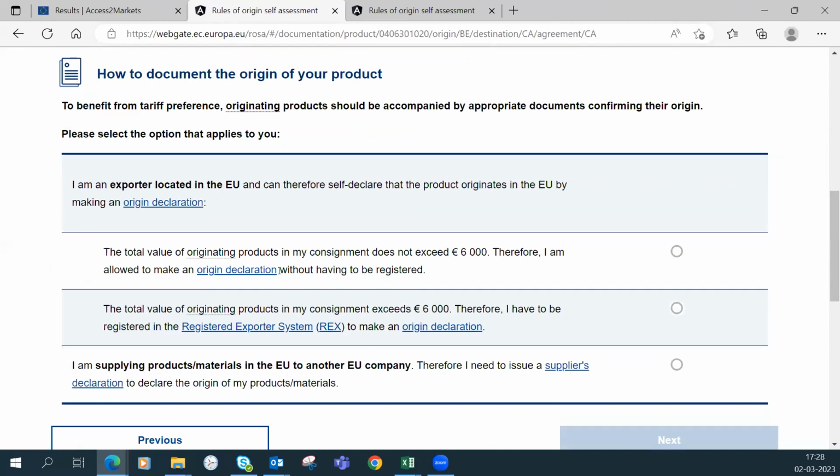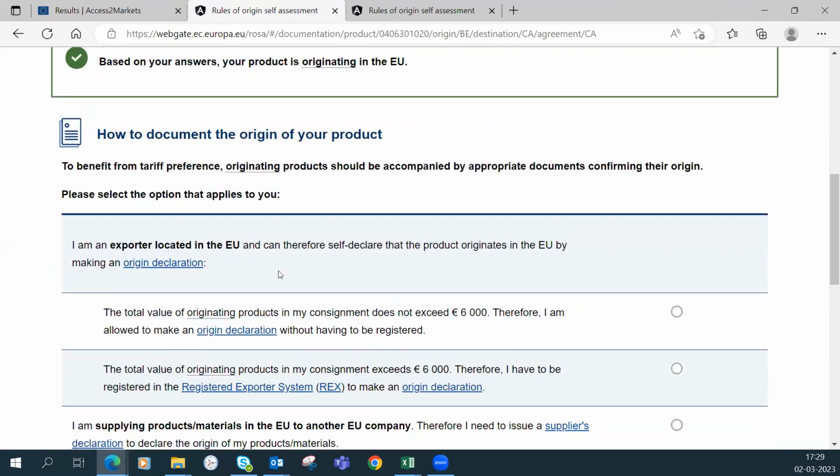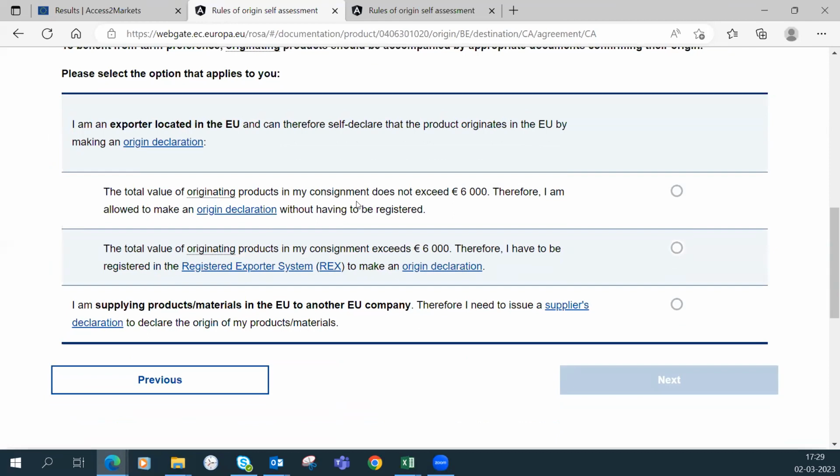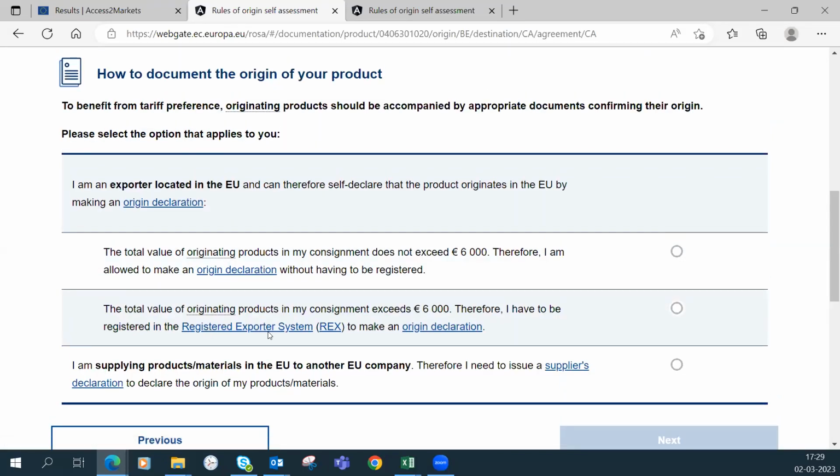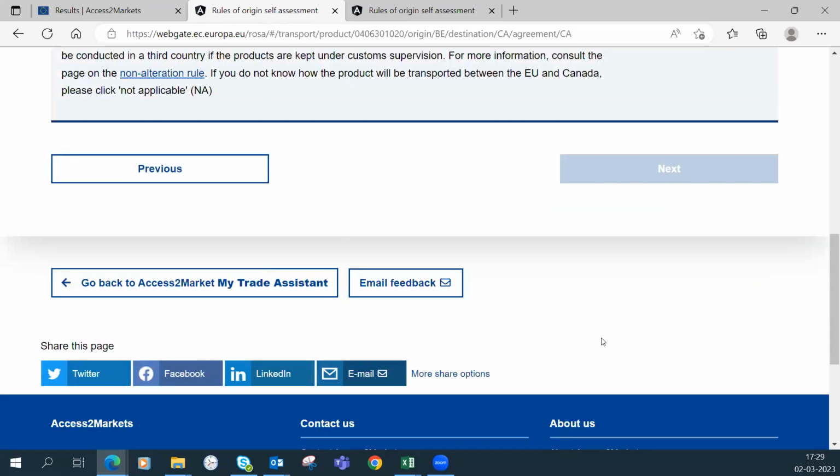Then you continue, and the machine goes further and will explain what kind of document you need to provide. And then you have to, again, reply to some questions. Is the value of your consignment above 6,000 euro or less than 6,000 euro? And the machine tells you that if it's above 6,000 euro, take care, because you can do a self-declaration, but you need to be registered. Okay, I can click here. I say yes, the value of my consignment is above 6,000, so I am under this condition.